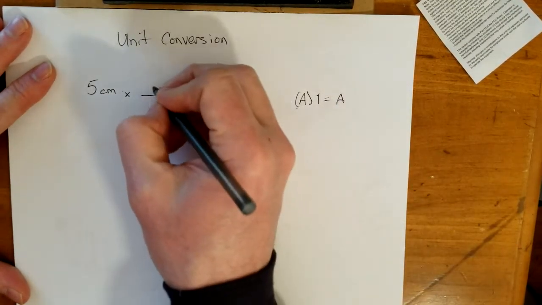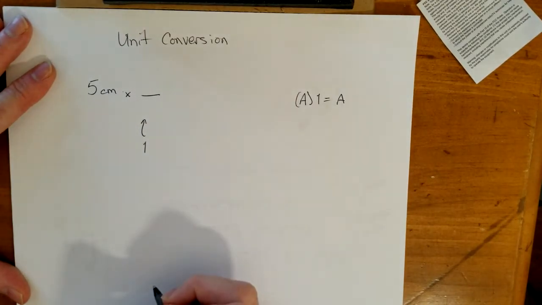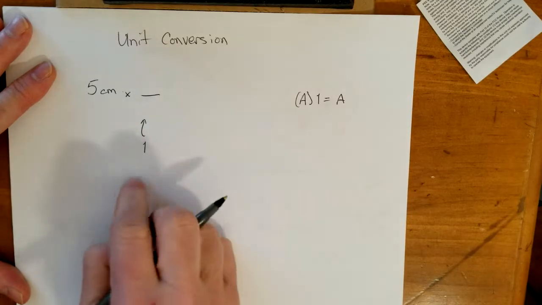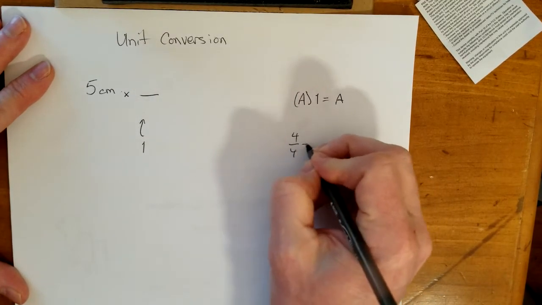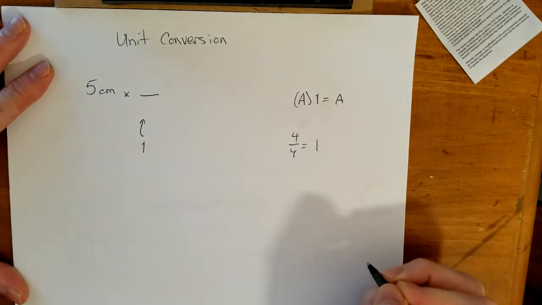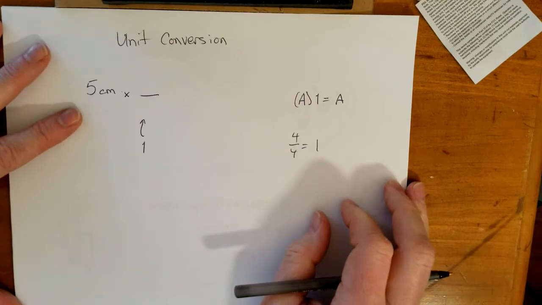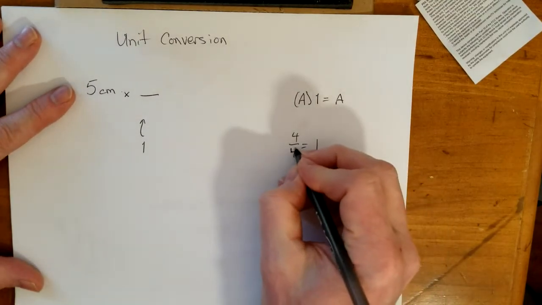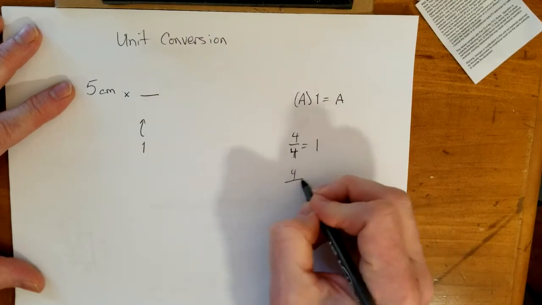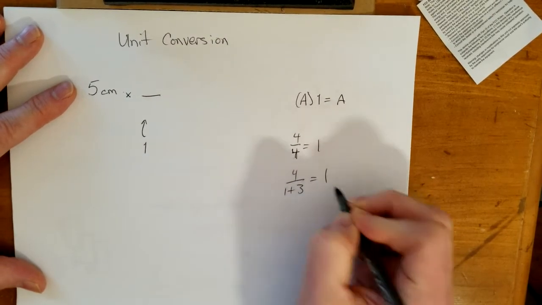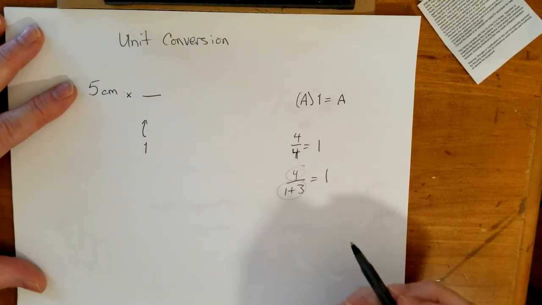So I'm good as long as this number right here is 1. And it's a fraction, so as long as the top and bottom are equal to each other, that's good. So 4 over 4 is equal to 1. I know you're well beyond this, or most likely you were, but I'm emphasizing a point here. If I did 4 over 1 plus 3, that's also equal to 1, because the numerator and the denominator are equal to each other. Therefore, my fraction is equal to 1.